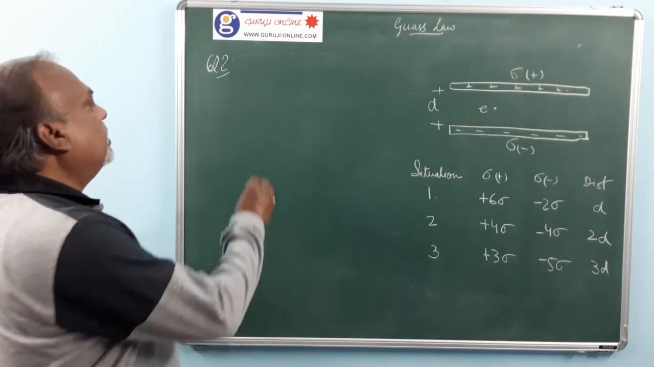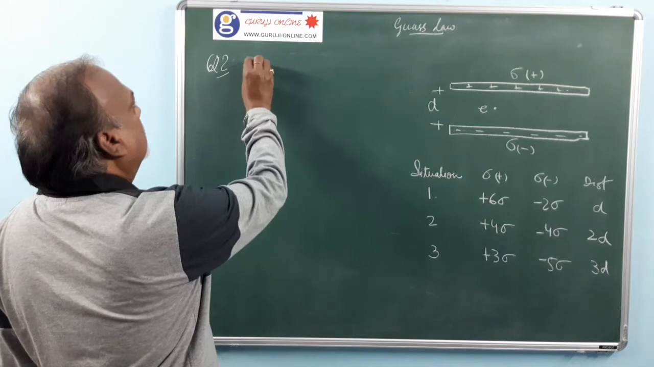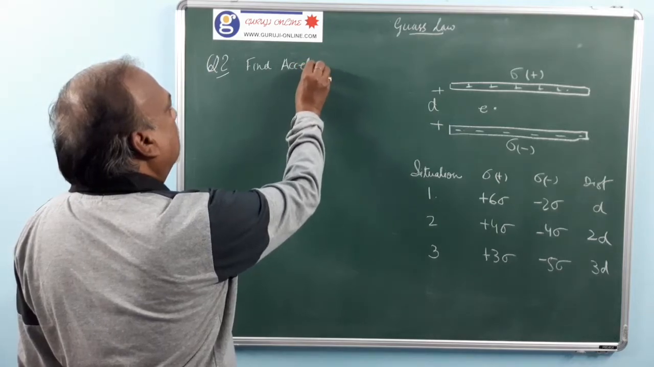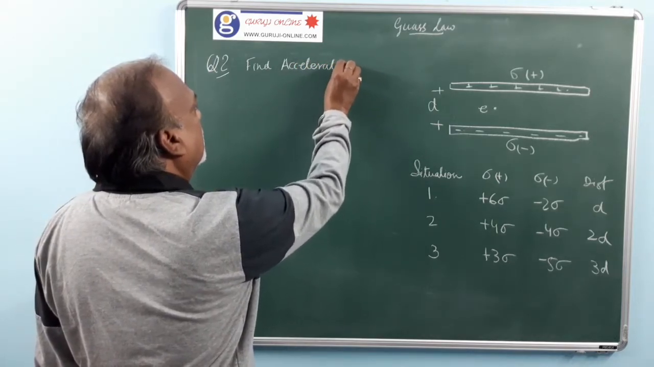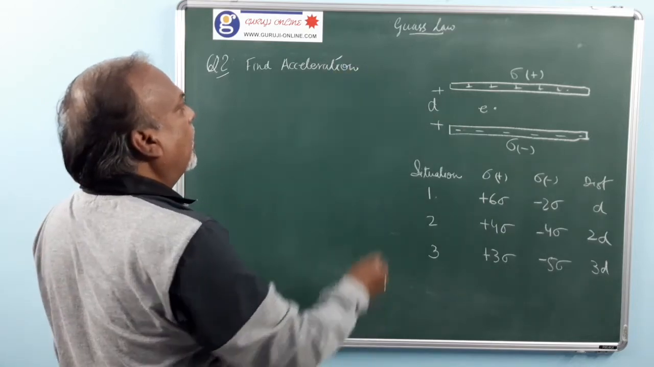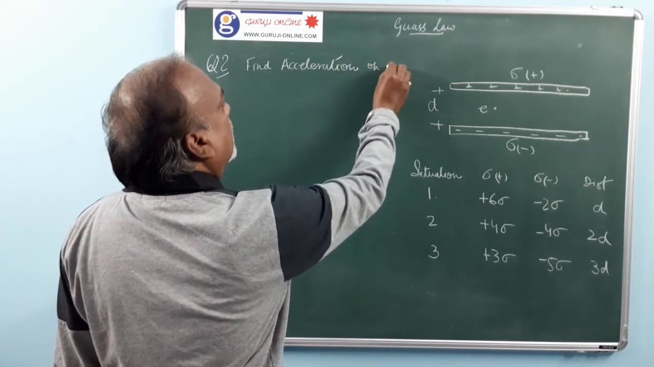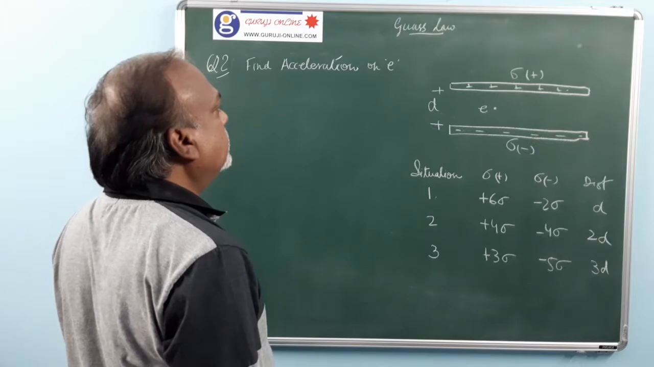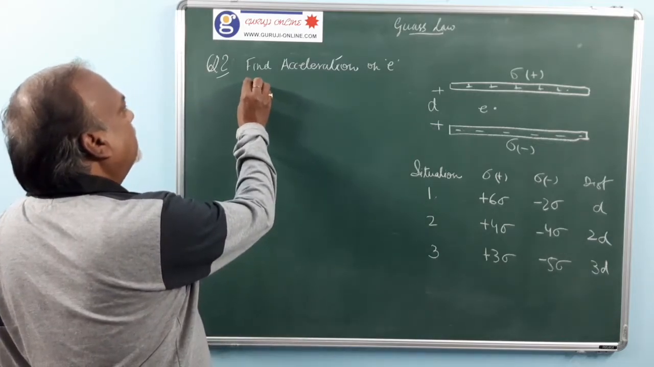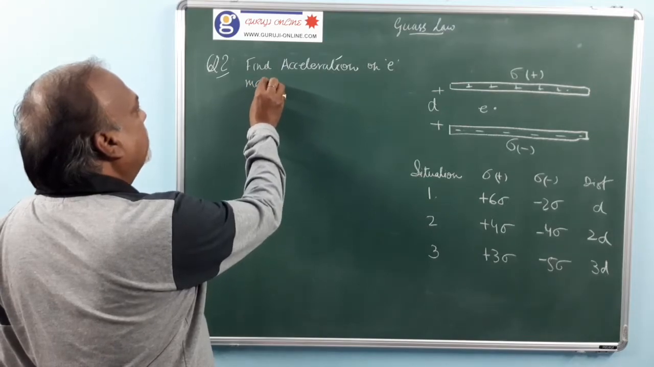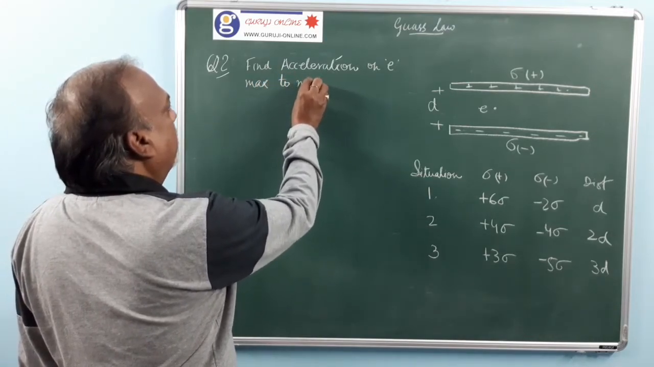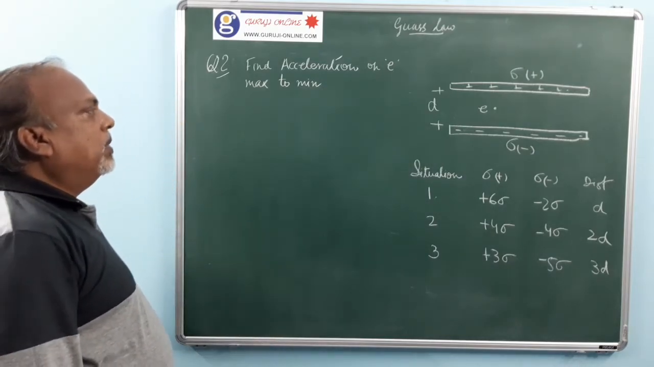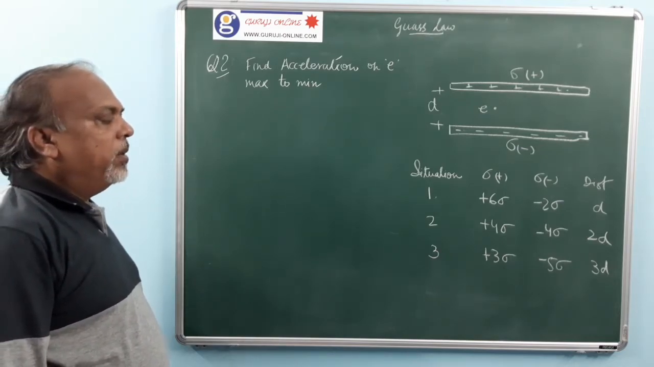You have to find out the acceleration on the electron, and categorize them from maximum to minimum. Means in which case the acceleration on the electron will be maximum and where it will be minimum.